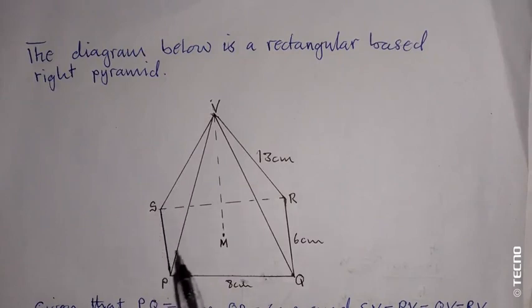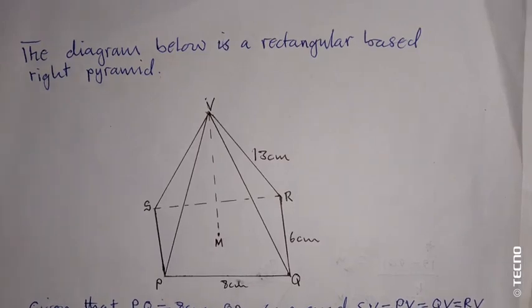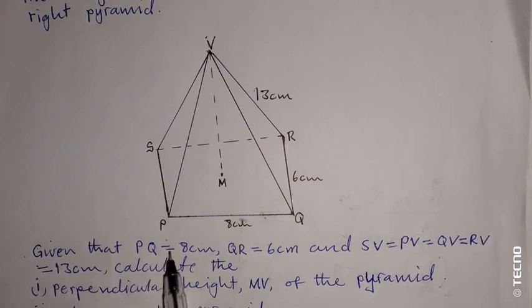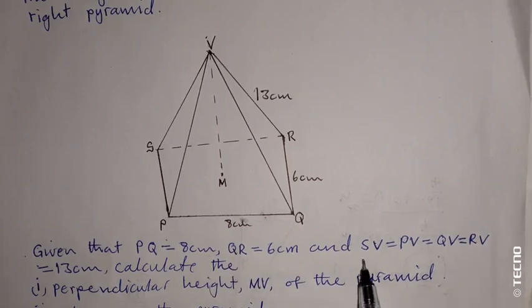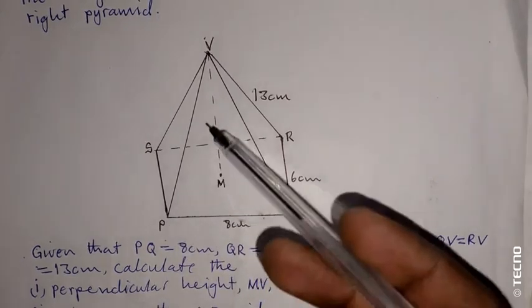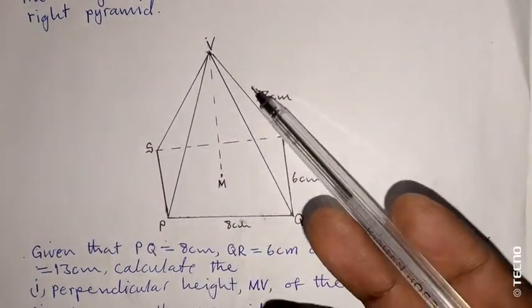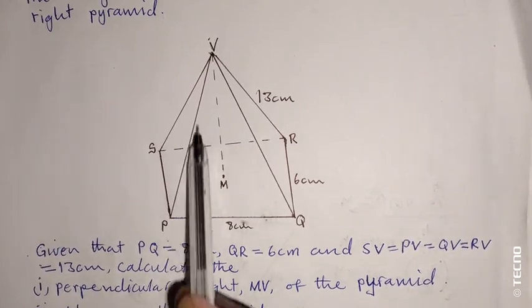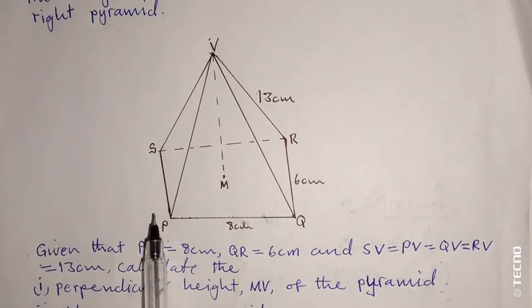We're going to answer this question on the rectangular-based pyramid. Okay, so we have been given this information. Given that PQ is equal to 8 centimeters, QR is equal to 6 centimeters, and SV is equal to PV is equal to QV is equal to RV, which is 13 centimeters. So all these lines have 13 centimeters. So these are slant heights.